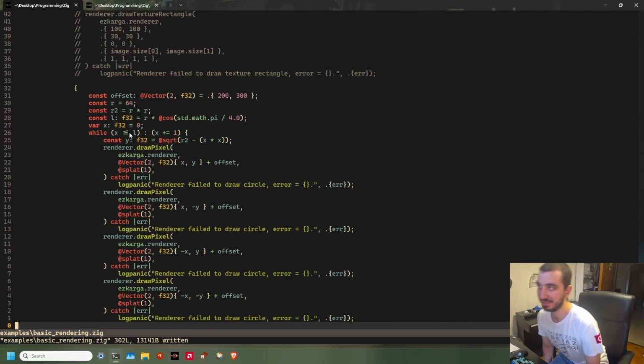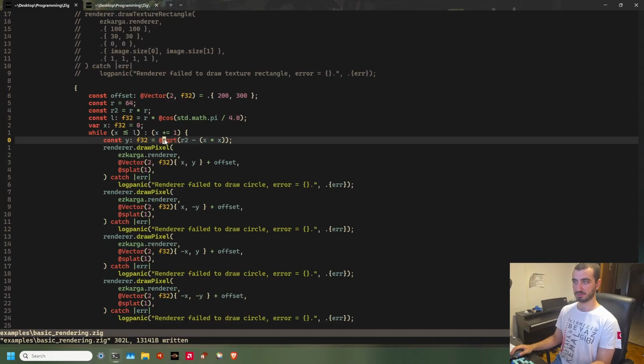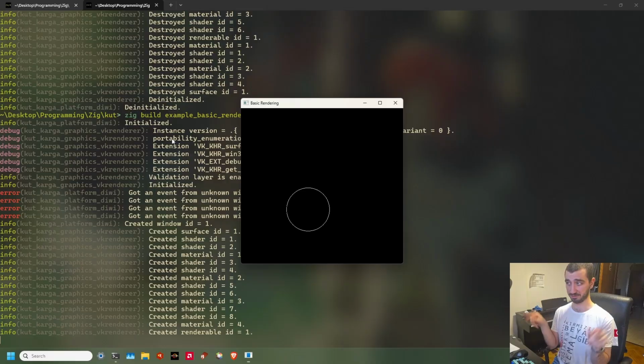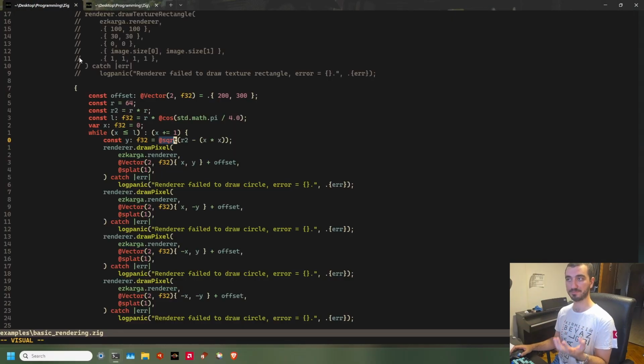Now, this is not really optimized because we are using square root, and calculating a square root of something is really hard on computers. So you probably should approximate the square root. But we're not going to be doing that today. What we're going to be doing today is filling this circle in, because we only draw the outline of the circle. We didn't fill it in. So I want to be able to fill it in.